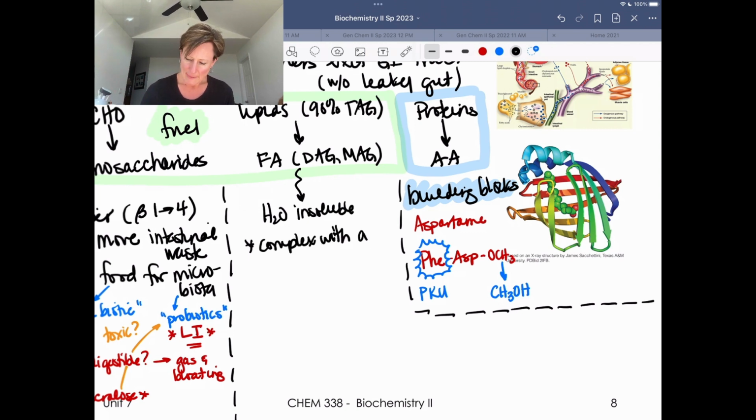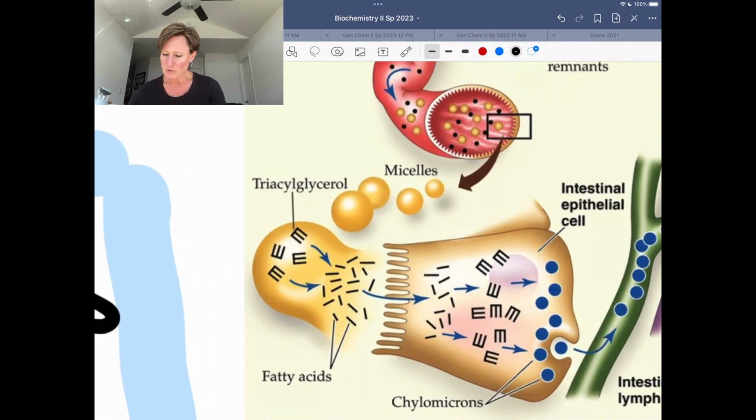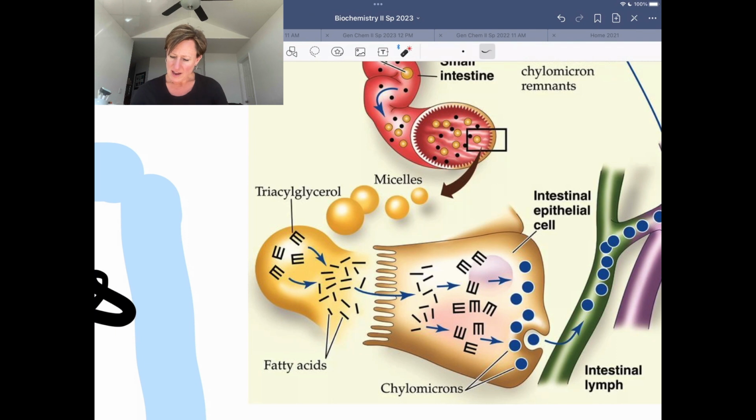So complex with a protein. And this starts here with our first foray of these fatty acid molecules into our intestinal epithelial cells. So I'm going to zoom back into this picture here to highlight what's happening. If we've got our micelles from our emulsification, our peristalsis, and then we've had some esterase activity that has made these into free fatty acids, they're going to be able to cross this cell membrane and get into the inside of intestinal epithelial cells.